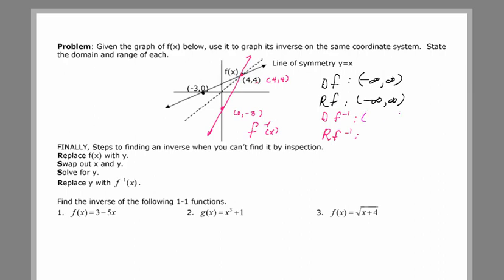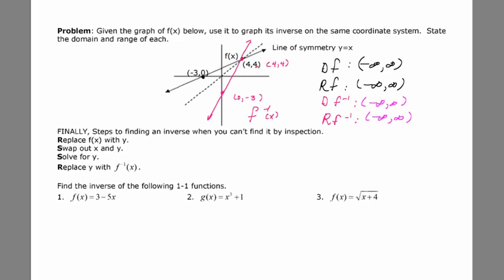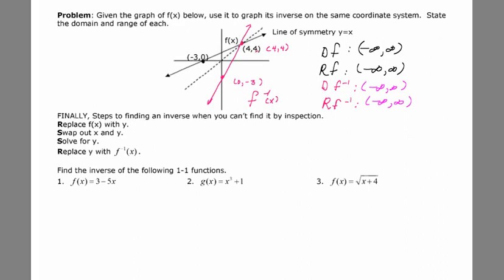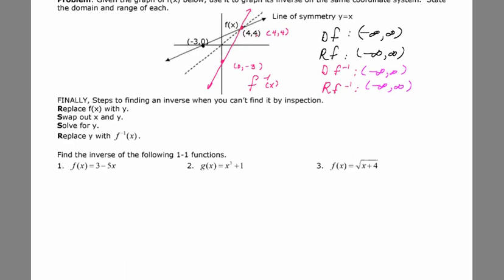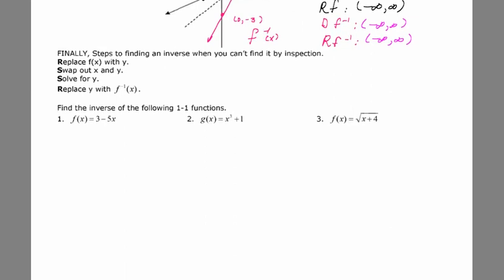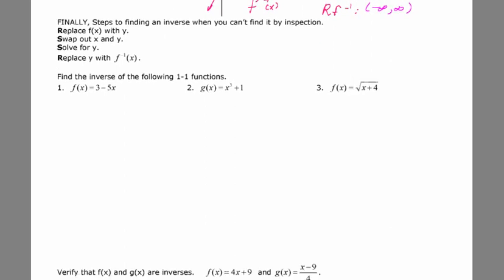Well, it ends up that the inverse has the exact same domain and range. It's a line that goes out to infinity in each direction. We'll see one later that has some restrictions that we need to consider. We have all of our properties of inverses. We know how their graphs work. Let's work on actually finding the equation of an inverse.